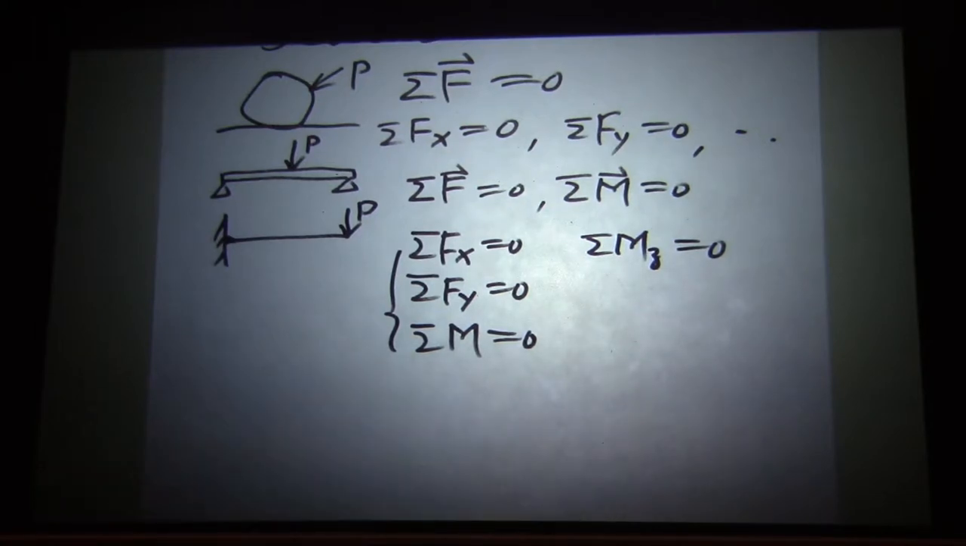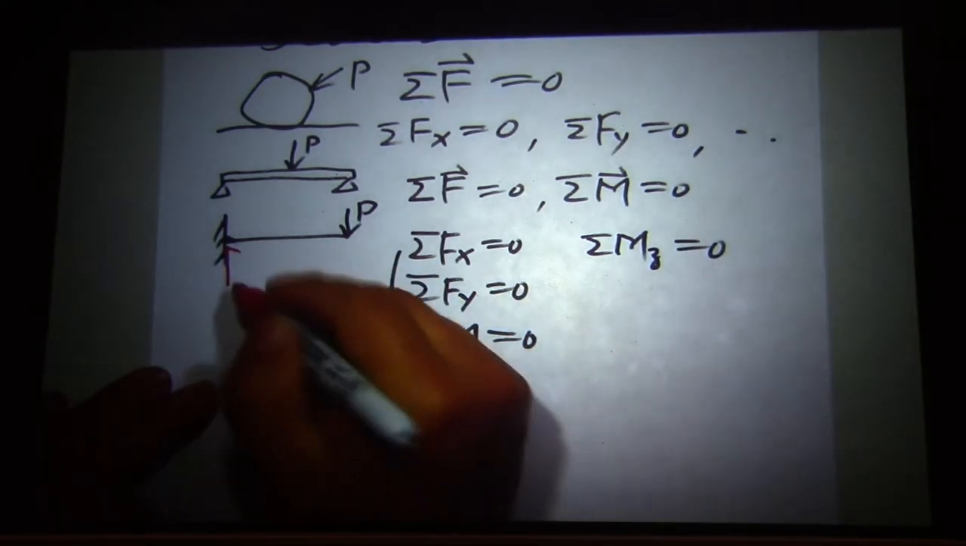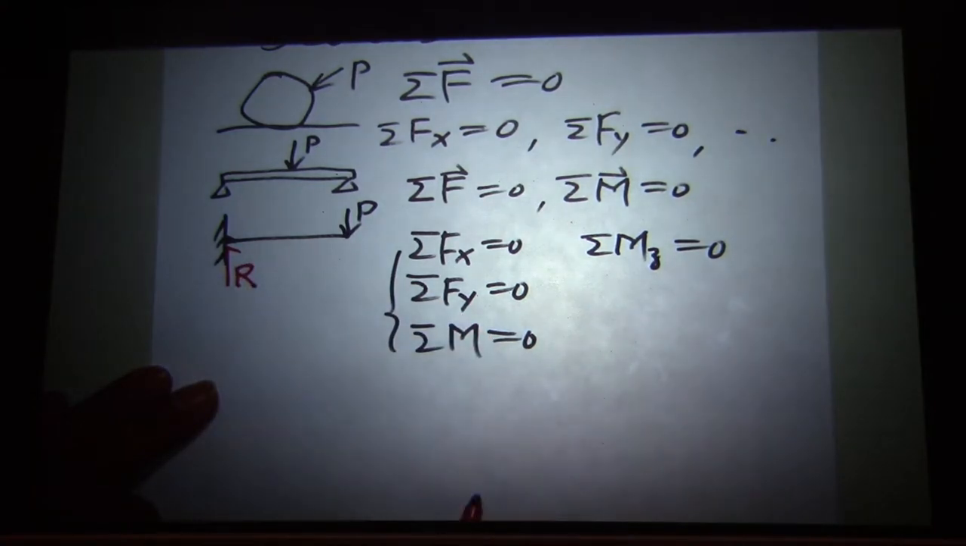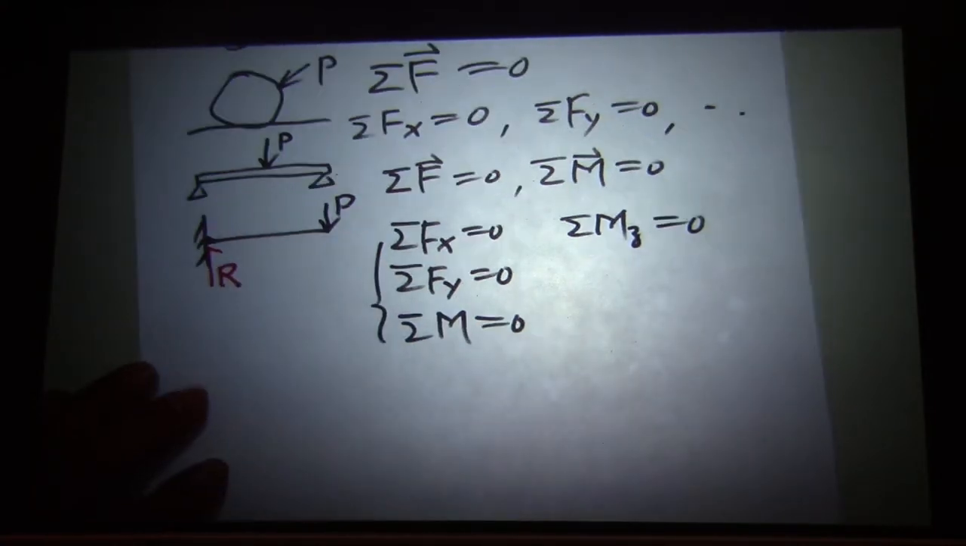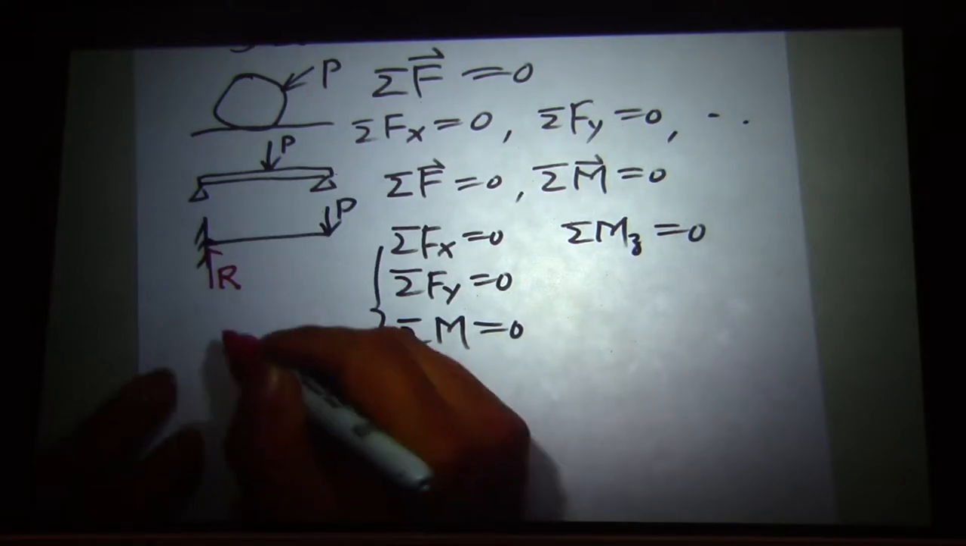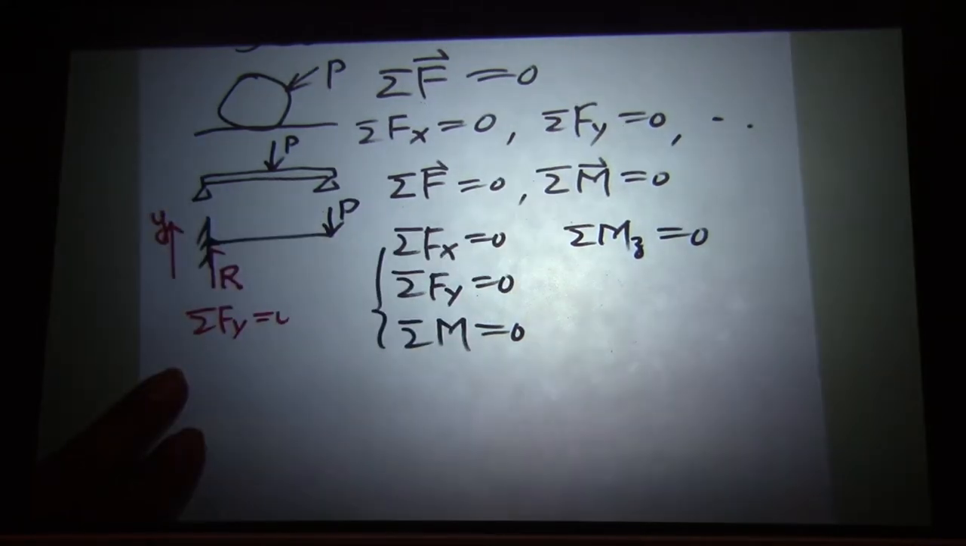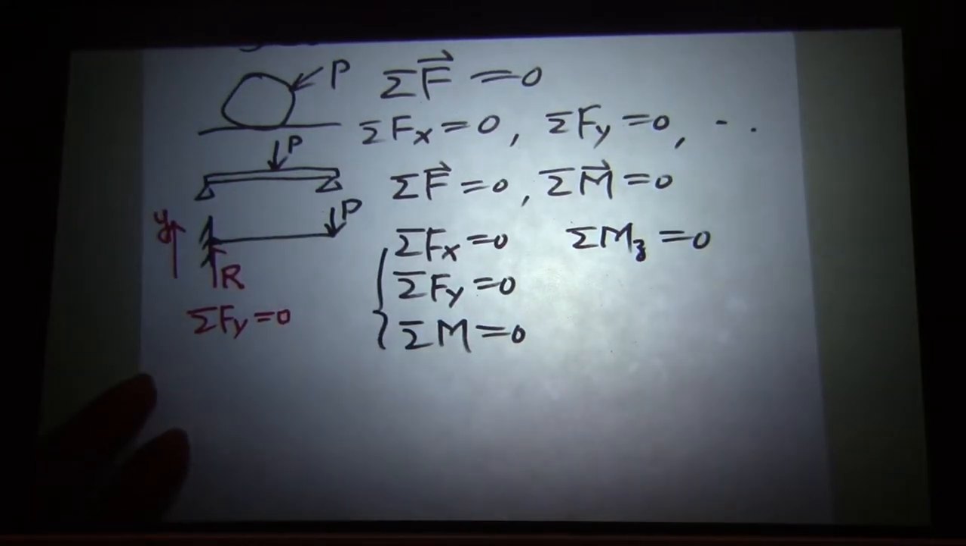Let me change our color. So you're going to have a reaction force here, right? Sometimes we call it reaction force, so we use R, right? And that's a force there. So the reaction force R will be balancing the load you're applying, P. Okay, so basically in this case, you're going to have sigma F in the Y direction, we call this Y direction, right? Sigma Fy equals zero. Okay, what about sigma Fx? It's automatically zero. There's no load in that direction, so you don't need to check on it.